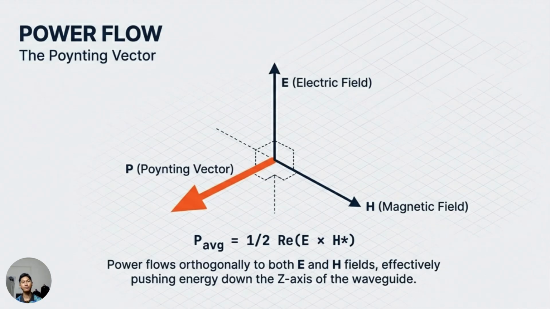For power flow, the electromagnetic power flow in a waveguide is described by the Poynting vector, which is the cross product of the electric and magnetic fields. This vector points in the direction of energy propagation, which is along the axis of the waveguide.